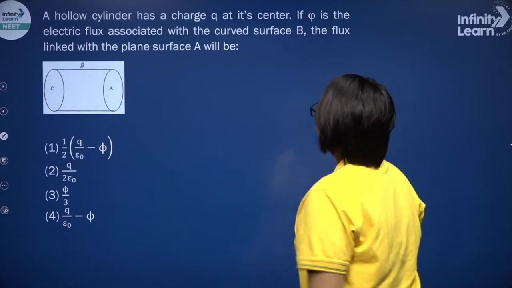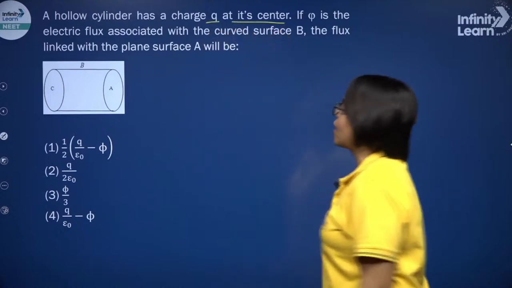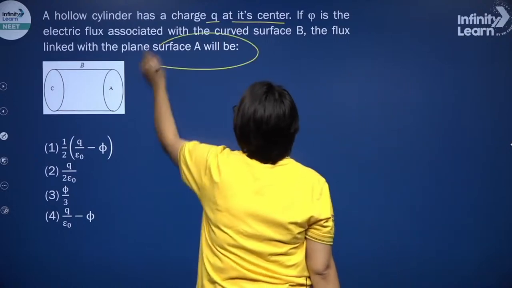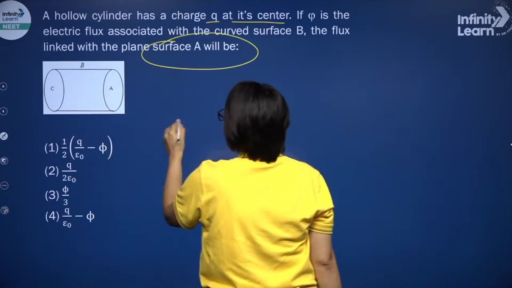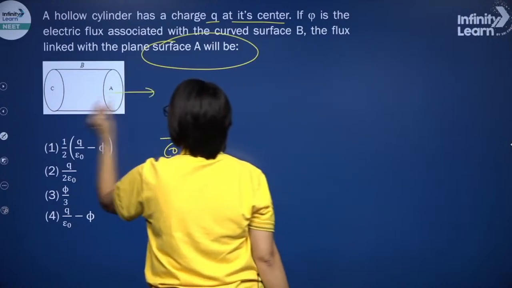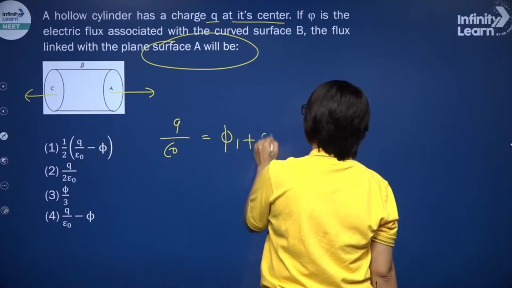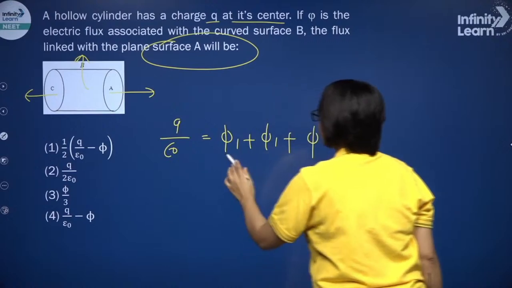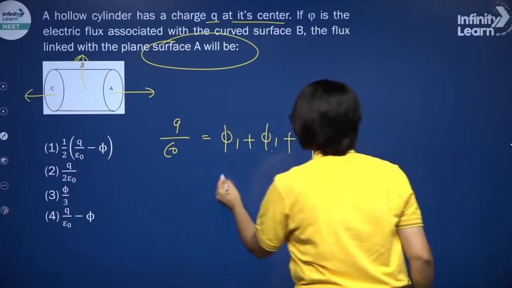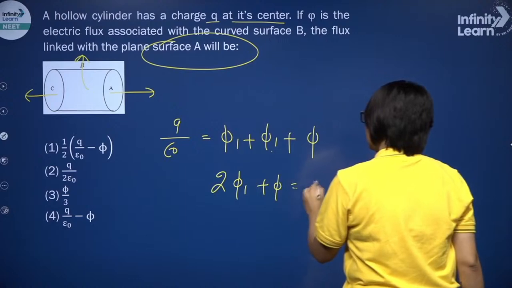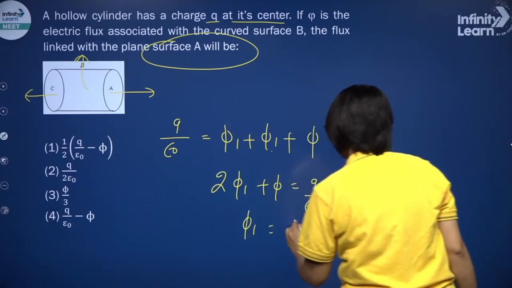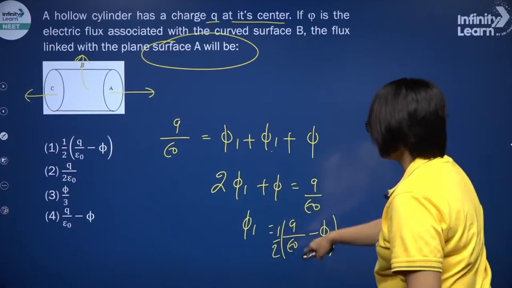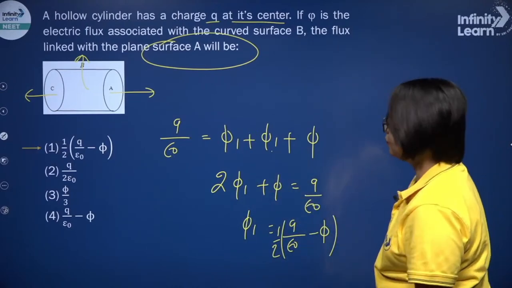Next is this one. A hollow cylinder has a charge Q at its center. If phi is the electric flux associated with the curved surface B, the flux linked with the plane surface A will be? Total flux is Q upon epsilon naught. Flux through A and C will be the same. Let's say it is phi 1 and phi 1, and flux through the curved surface is phi. So phi 1 plus phi 1 plus phi is equal to Q upon epsilon naught. So 2 phi 1 plus phi is equal to Q upon epsilon naught. So phi 1 will be half times (Q upon epsilon naught minus phi). So it is option 1.